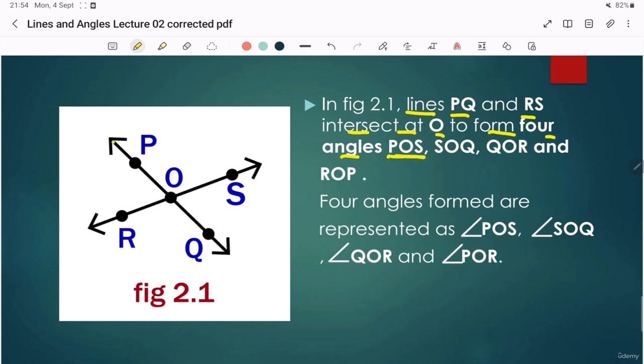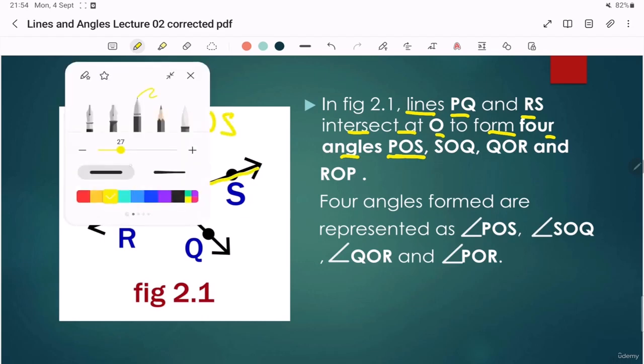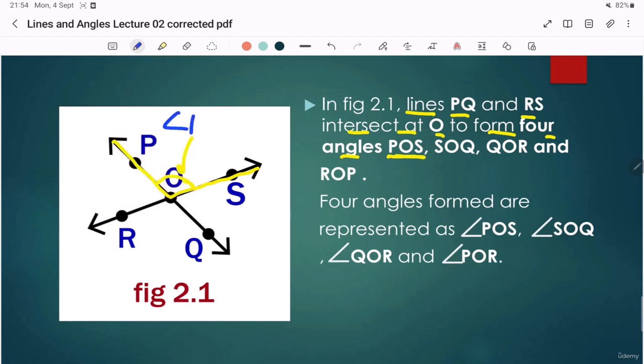Angle POS. This angle is angle POS. Angle SOQ. This angle is angle SOQ. Angle QOR. This angle is angle QOR. And this angle is angle ROP.